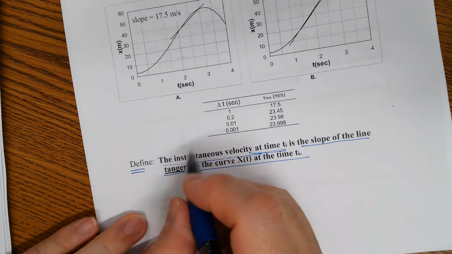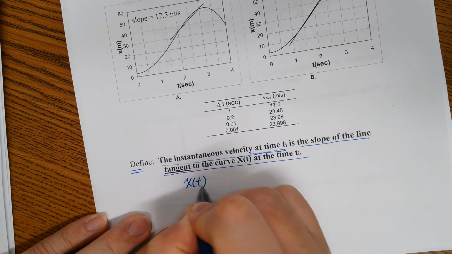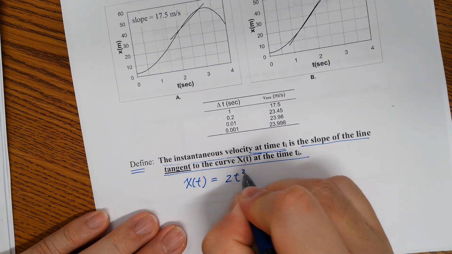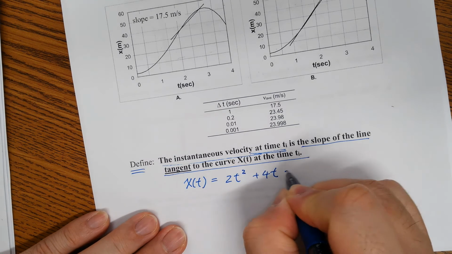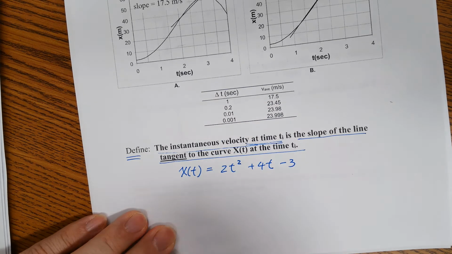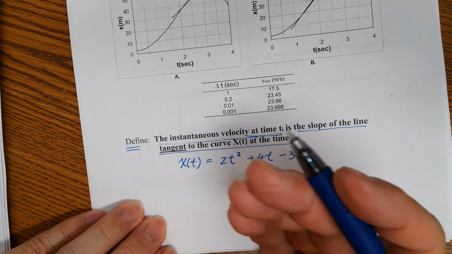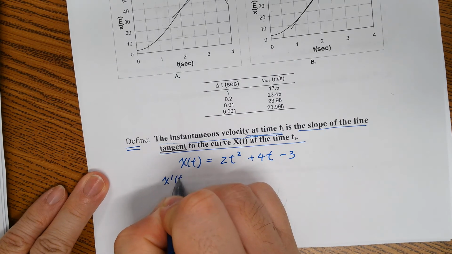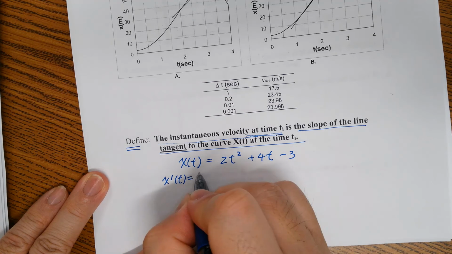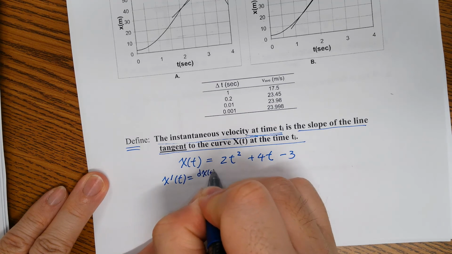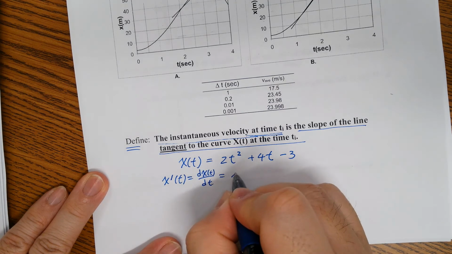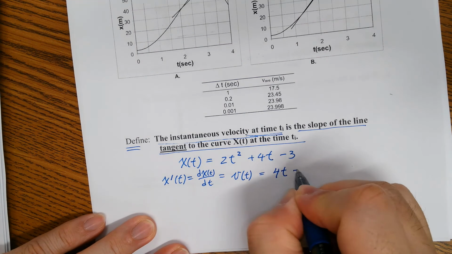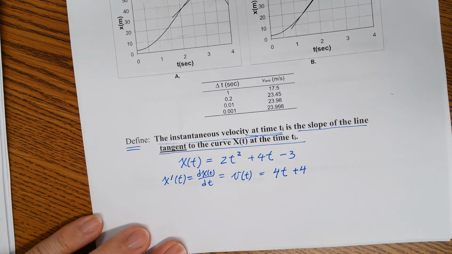Okay, so if I were to give another example where x of t, this is position as a function of time, is 2t squared plus 4t minus 3. If I want to find instantaneous velocity at any time, the first thing I do is take a derivative of this. The first derivative of my position function, which is the same as dx of t dt, is my velocity function, and that is 4t plus 4.